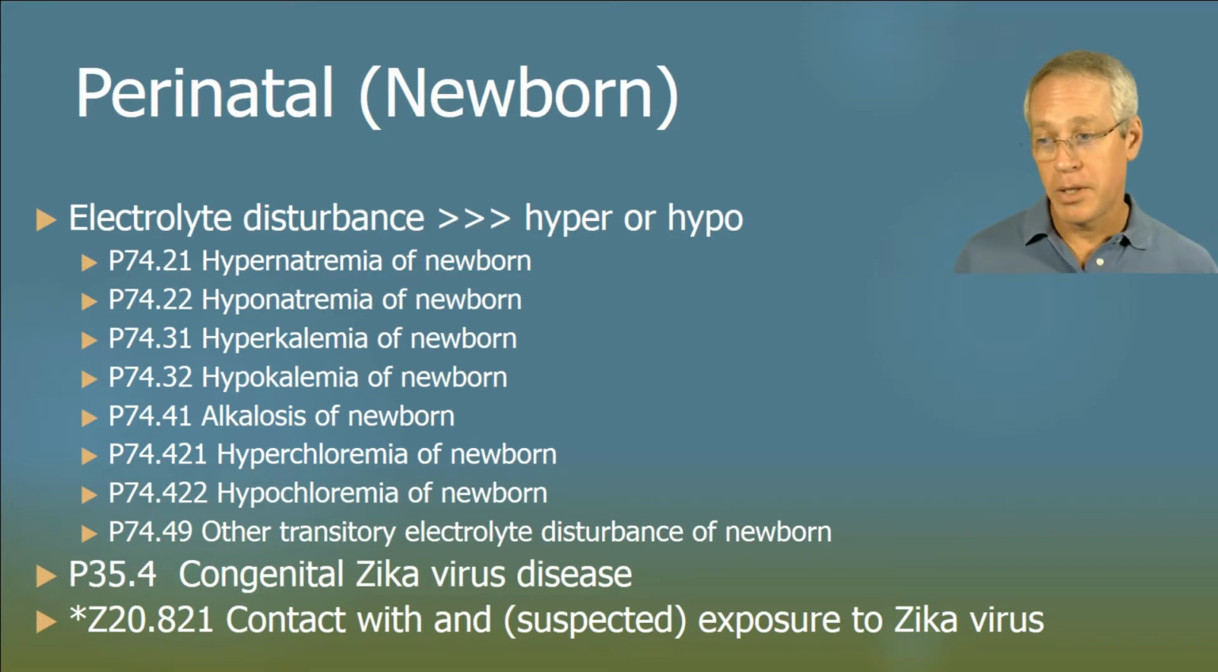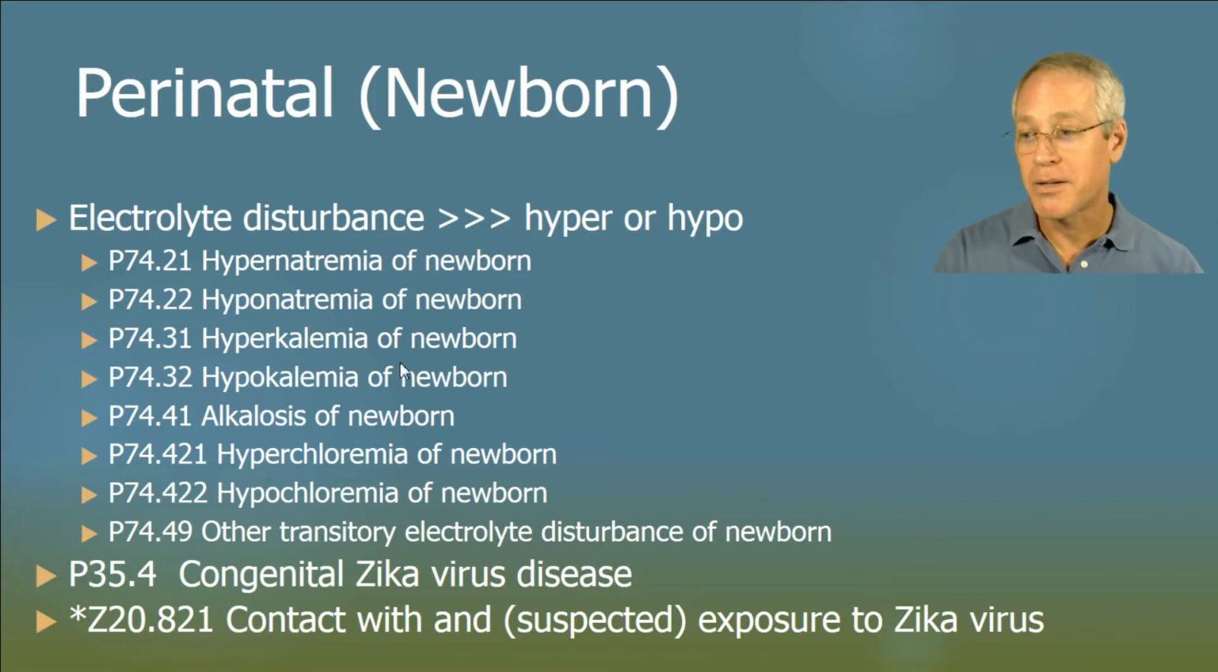This was handy clinically and coding-wise: electrolyte disturbances in the newborn, because they're always specified clinically, whether hypo or hyper. Hyponatremia, sodium; kalemia, it's potassium; chloremia, chlorine; and they're all hyper or hypo. Throw in the alkalosis of newborn as well, and we've reused the other electrolyte disturbances, other transitory electrolyte disturbance. So I could see these getting a lot of traction in newborns because, on the basis of the lab result, the clinician can make the diagnosis. We're not the diagnosticians, but they say hyponatremia, bam, P74.22.